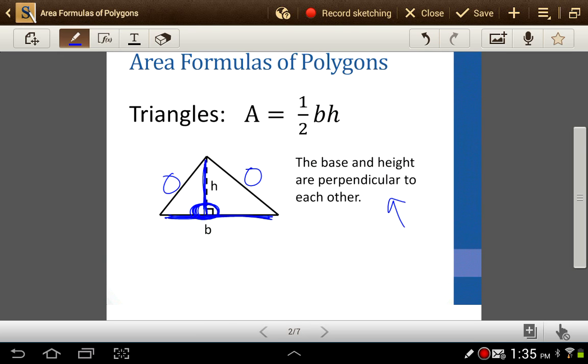So I'll be looking for my base and my height. It is important that when you look at this, you are looking for this 90-degree mark right there. And again, the area formula is area equals 1/2 base times height. Make sure you write that down. Base and height are perpendicular to each other. If you need to pause, go ahead. Otherwise, I will be moving on.